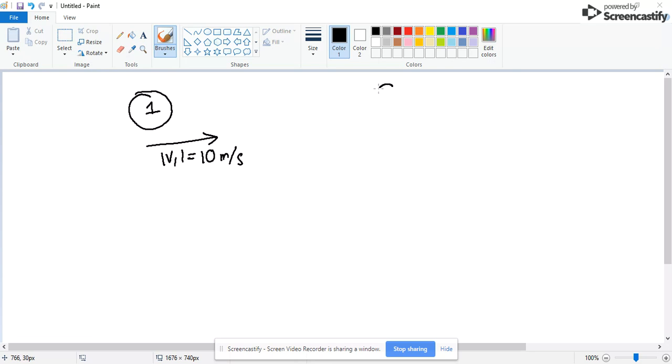And incoming rock number 2 is moving in this direction, but now at an angle, and rock 2 also has a speed of 10 meters per second. The difference is that rock 2 is at an angle, where the angle in the given problem is 60 degrees.